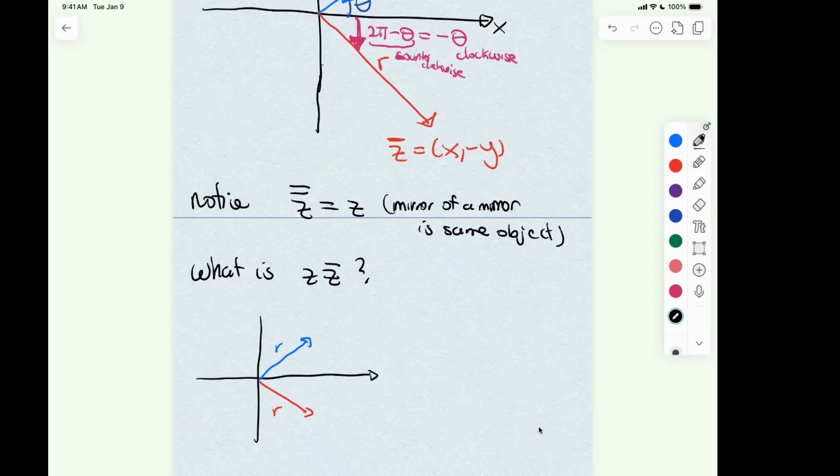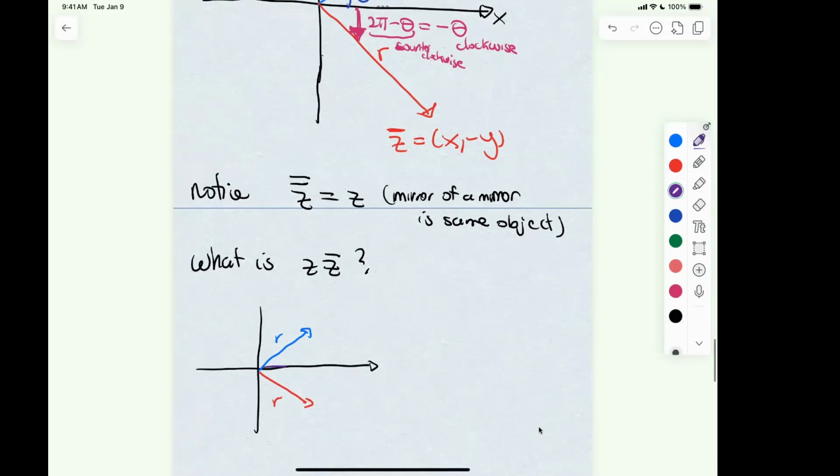Angle 0 means it should be along the x-axis, right? And what is the length? The length is the product of the lengths, so it just squares the length of the vector. You can also check using the formula in terms of x and y: z times z bar is going to be x squared plus y squared comma 0, because this is going to be r squared.